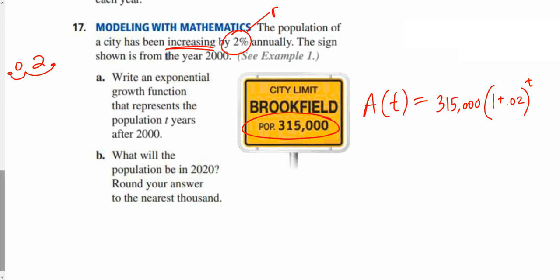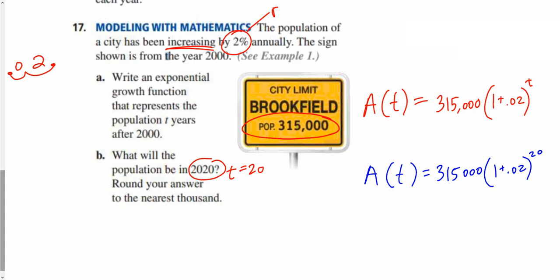Now part B wants us to use our model. It says, what will the population be in 2020? So the question now is, what do we need to plug in? Yeah, this right here, this actually means T equals 20. So using our formula from part A, now we can plug in the last number. And that all goes in the calculator now. 315,000, 1 plus 0.02 to the 20th power. So do me a favor and type that in. Now guys, because we're working with decimals and raising them to exponents, it's going to give you decimals, and that's okay.